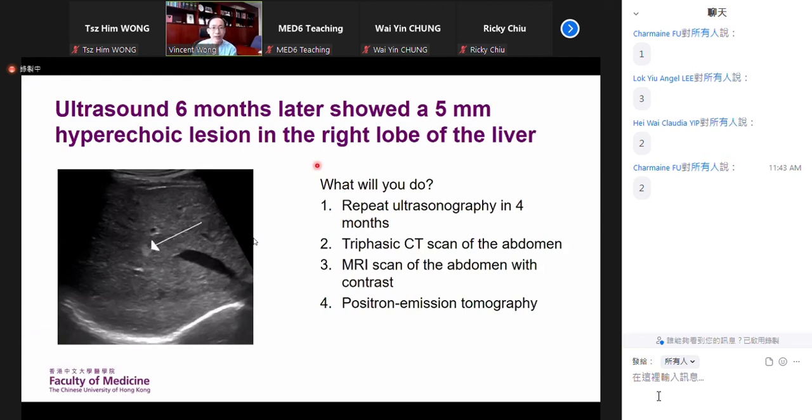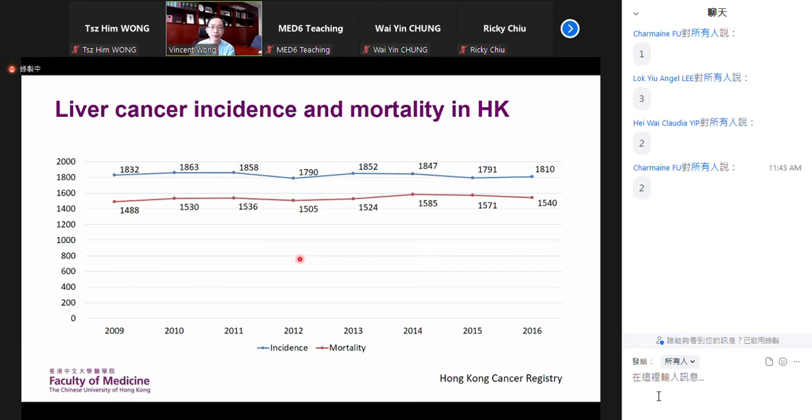Okay, the majority of you chose a triphasic CT scan of the abdomen. Let me show you the answer. First of all, HCC remains important in Hong Kong. So even though nowadays we have HCC surveillance, we have many effective treatments for HCC, we know that the population incidence rate is actually declining quite nicely.